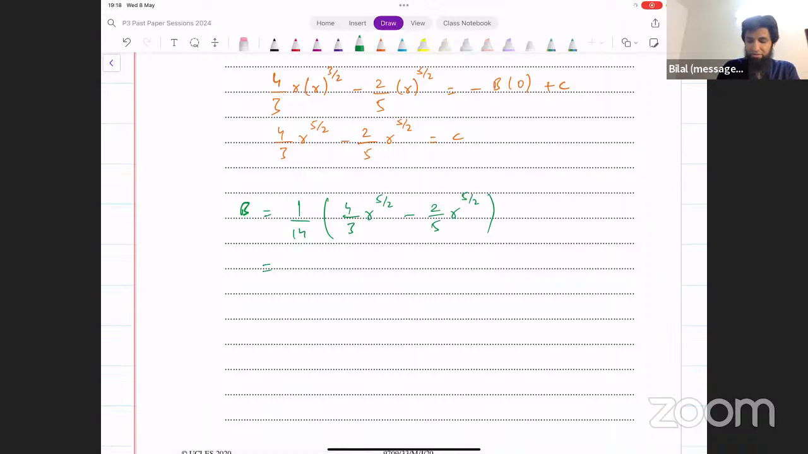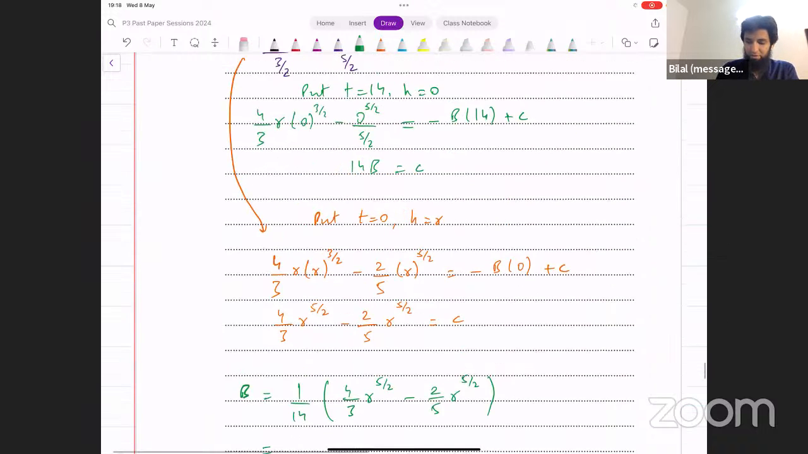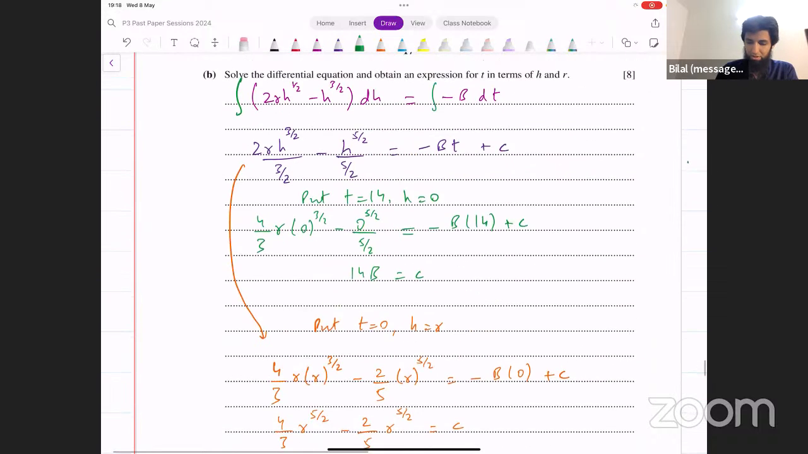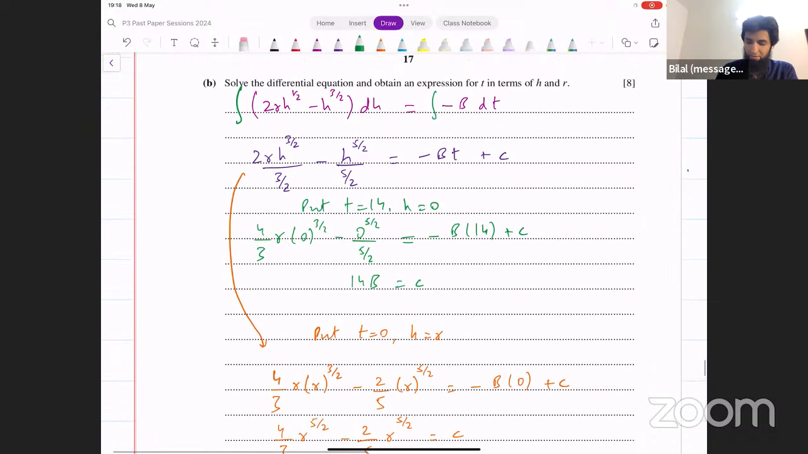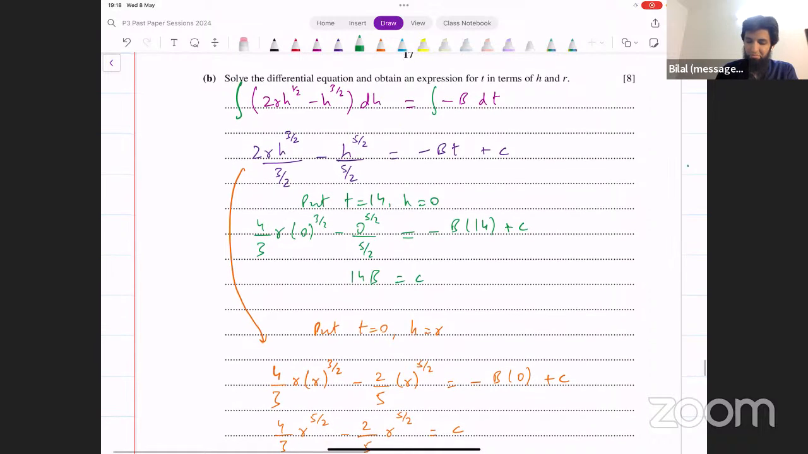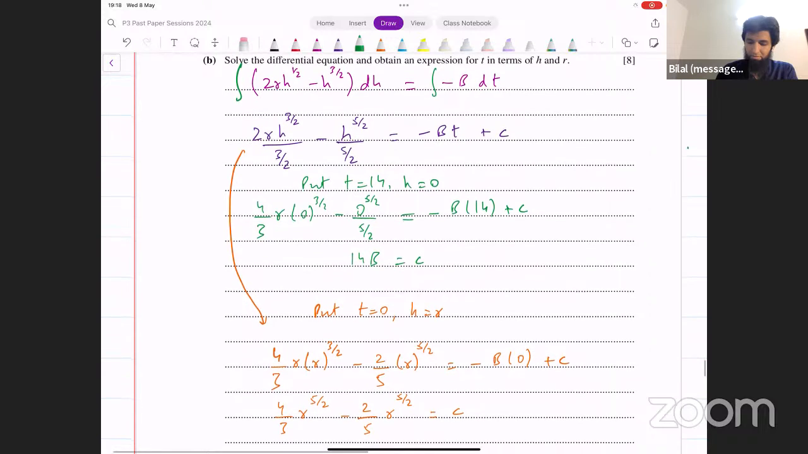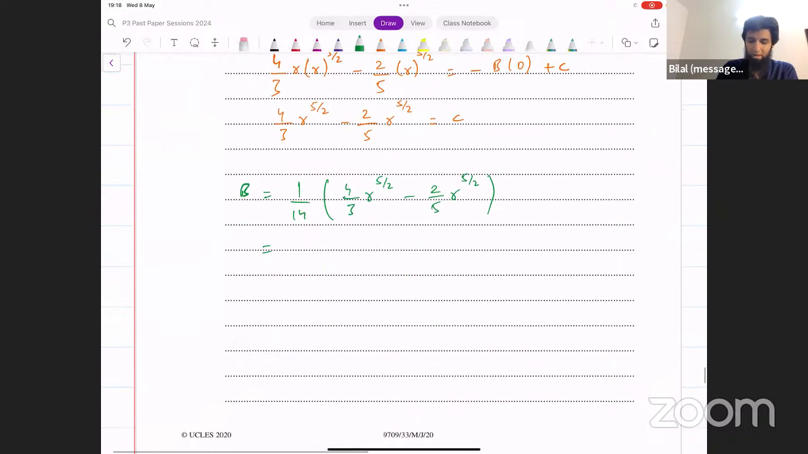Now we simplify this and see what that gives us. Where do we need B at the end? B into T, and we want to make T the subject at the end. Okay, all right. So this is what we get. If we want to simplify this, we can do that. Let's simplify this and see what that gives us.